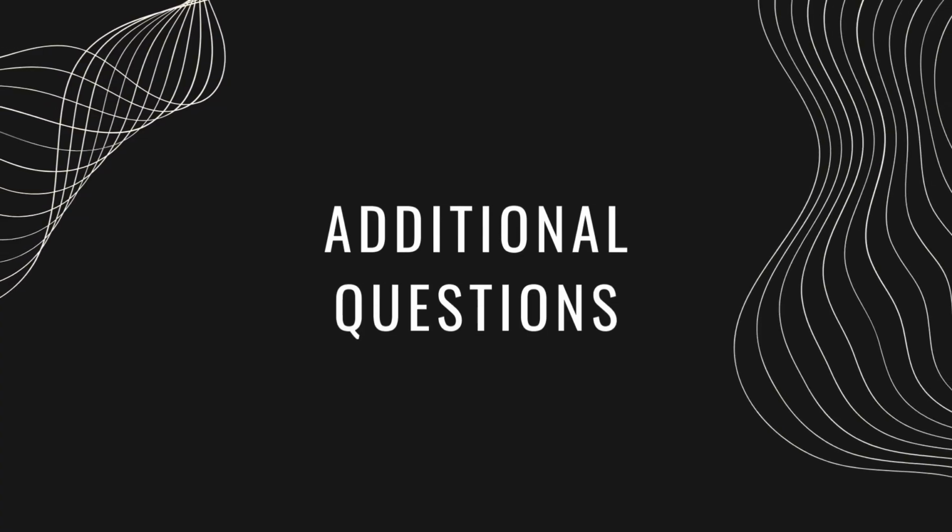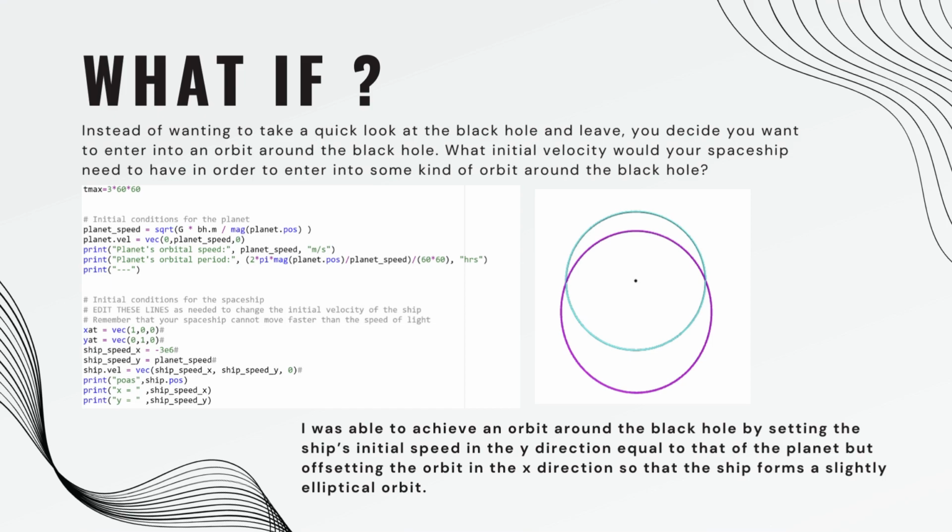In analysis of the second half of the lab, I'll discuss how I could make the ship orbit the black hole and not just escape or crash into it. These figures show how I was able to achieve an orbit by setting the ship's initial speed in the y direction equal to that of the planet, but offsetting the orbit in the x direction so that the ship forms a slightly elliptical orbit.